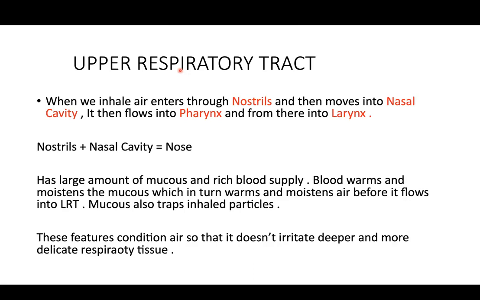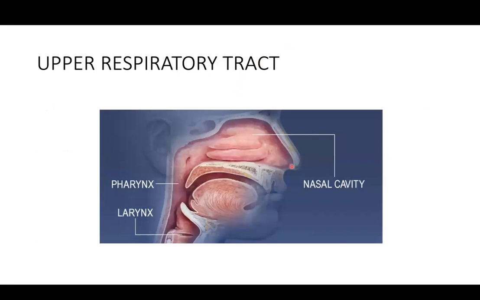After moving into the nasal cavity, it moves into the pharynx and then into the larynx. So all of the ones highlighted in red are the parts of the upper respiratory tract. Instead of remembering them, we can just look at this diagram. Let's pretend there's air here, we're taking it in. These are the nostrils. We took it in, and now it's in the nasal cavity.